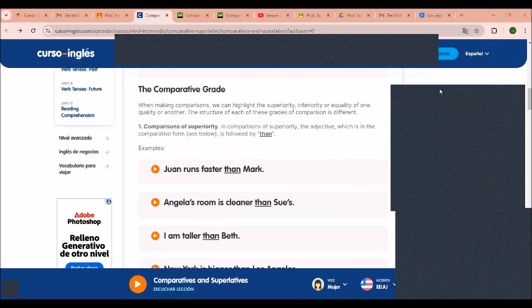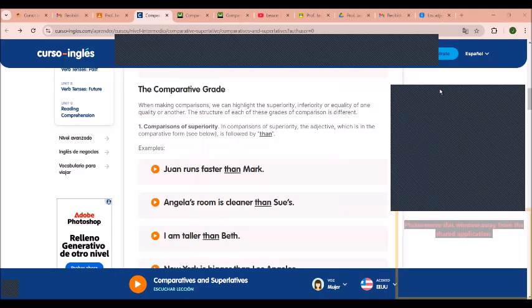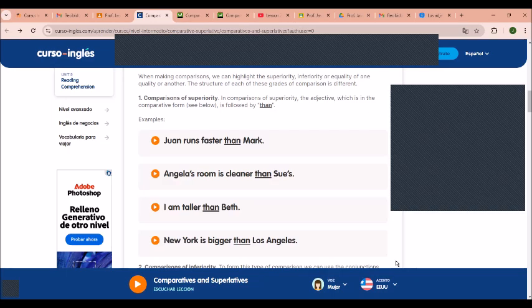Let's look at the comparative in its basic form, superiority. In comparisons of superiority, the adjective, which is in the comparative form, is followed by than. Examples: Juan runs faster than Mark. Angela's room is cleaner than Sue's. I am taller than Beth. New York is bigger than Los Angeles.